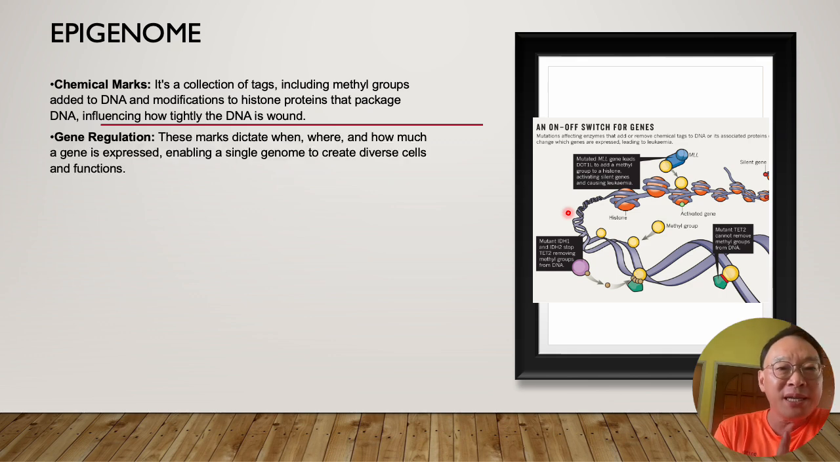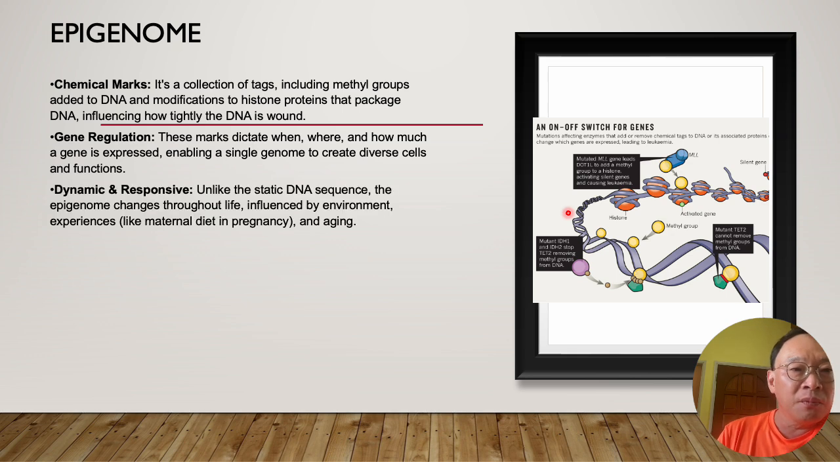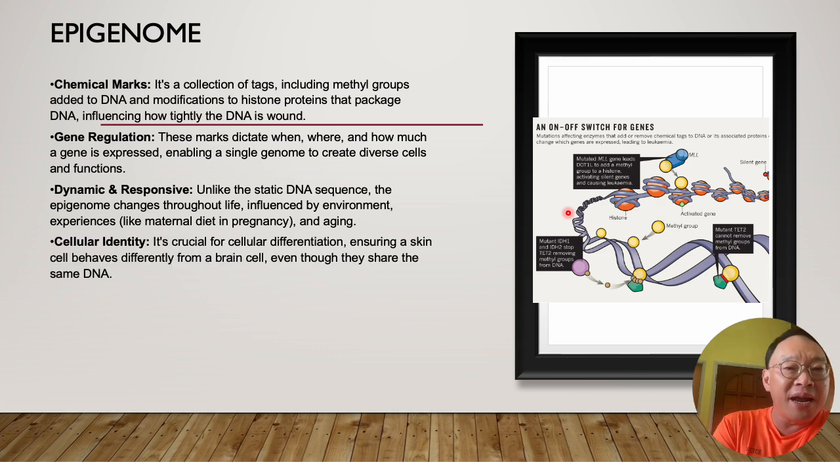Gene regulation. These marks dictate when, where, and how much a gene is expressed, enabling a single genome to create diverse cells and functions. Dynamic and responsive. Unlike the static DNA sequence, your genetic material, the epigenome changes throughout life. It's influenced by environment and experiences like maternal diet and pregnancy, aging, exercise, and diet, right? Cellular identity. It's crucial for cellular differentiation, ensuring a skin cell behaves differently from a brain cell, even though they share the same DNA. Remember, all the cells in our body have the same DNA, but your brain cell will express the brain genes and turn off all the other genes because it's told to be a brain cell and not a liver cell or a heart cell.